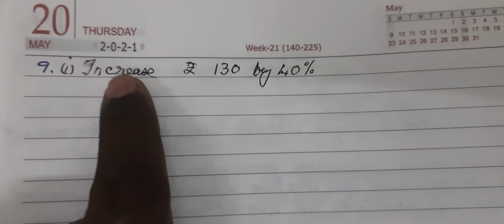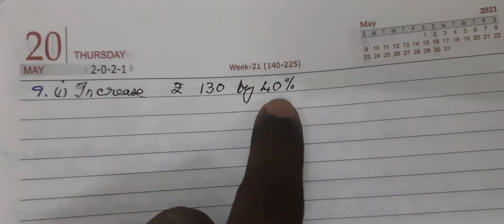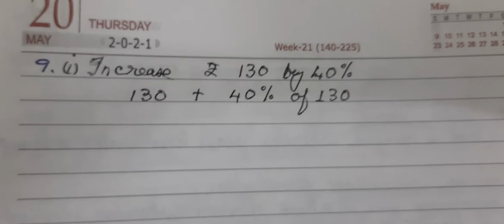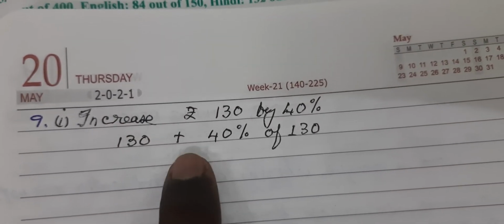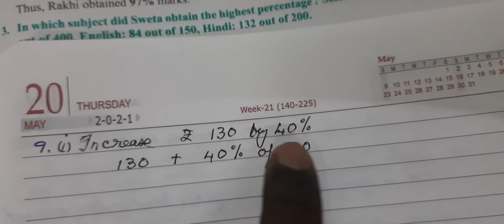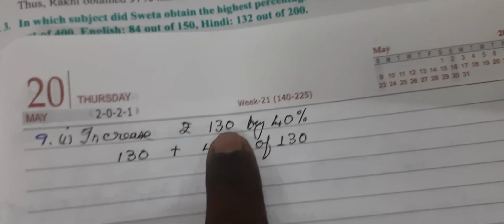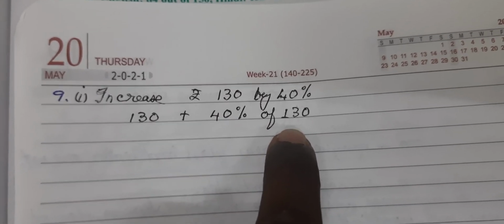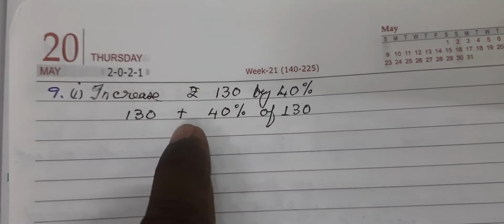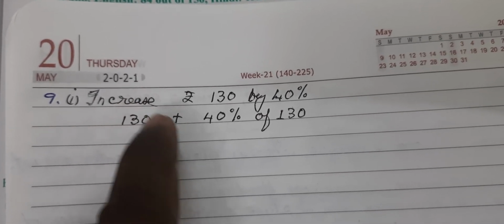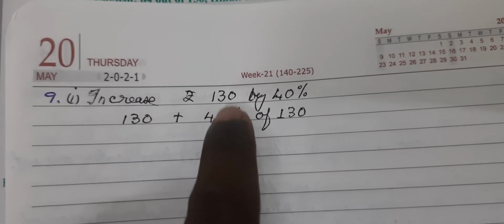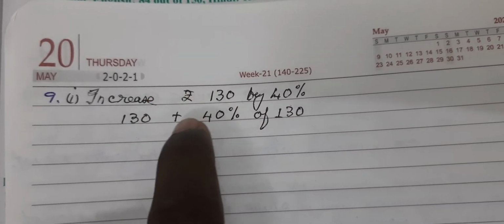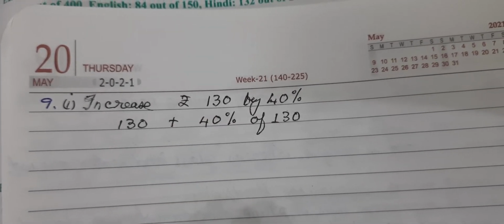Question number 9 says: increase rupees 130 by 40%. Now how do we write this? Let me explain. We are increasing, and increasing means we are adding. We are adding 40% to rupees 130. That means 130 will be added to 40% of itself. If it had been decreased, then we would have done minus. So we are increasing rupees 130 by 40%, which means 130 will be added to 40% of itself only.